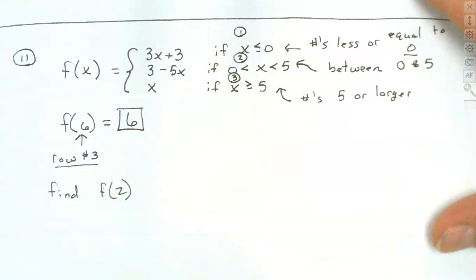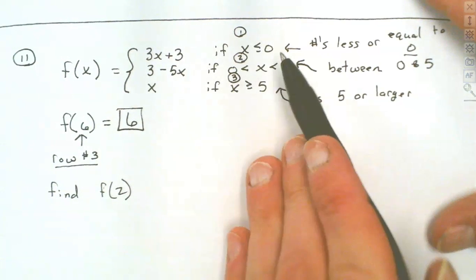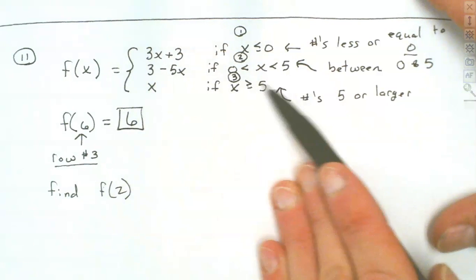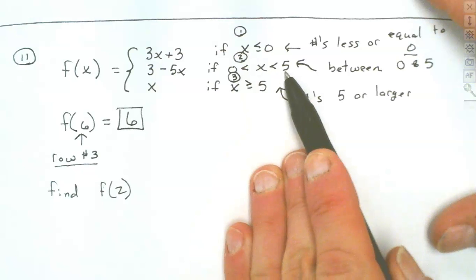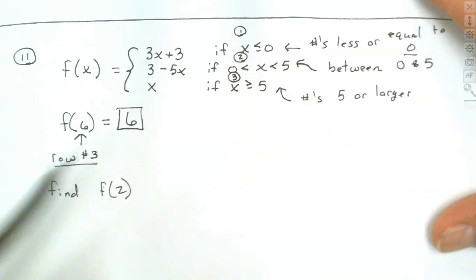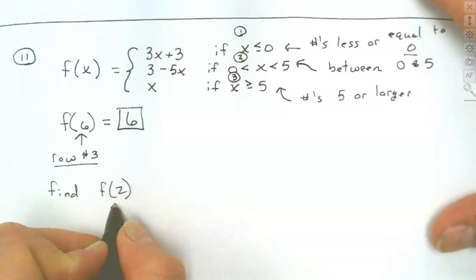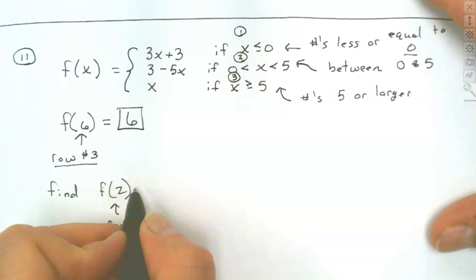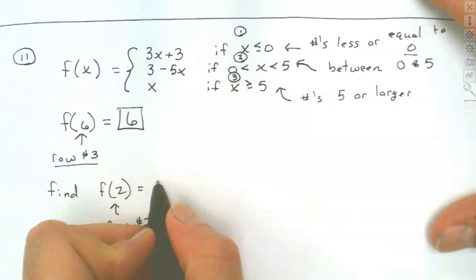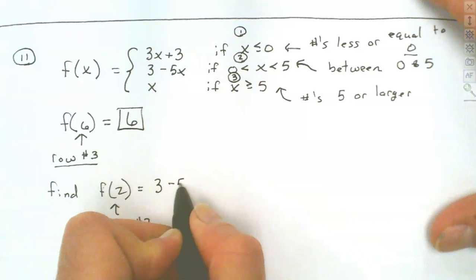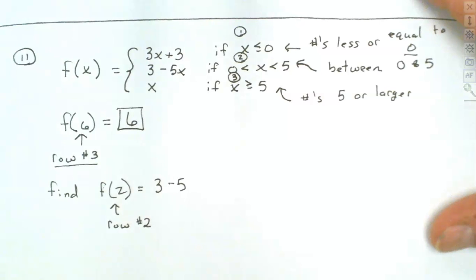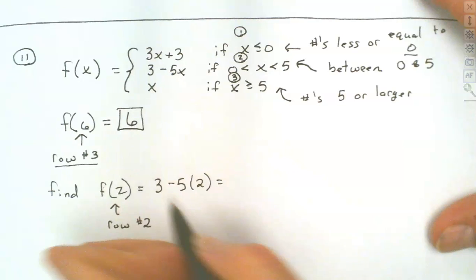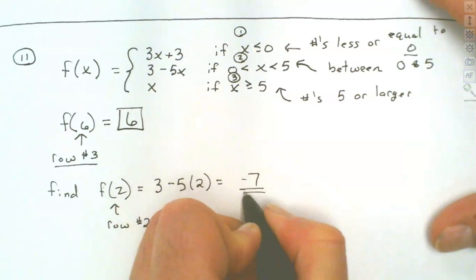Well, where would 2 fall? Is 2 less than 0? No. Is 2 between 0 and 5? Yes. So that means we're going to use row what? Row number 2. And what do we use for row number 2? 3 minus 5x. So that's 3 minus 5 times your 2, which is then a negative 7.